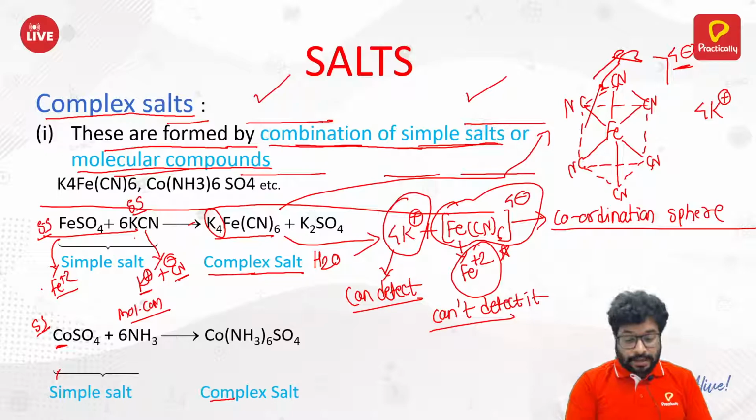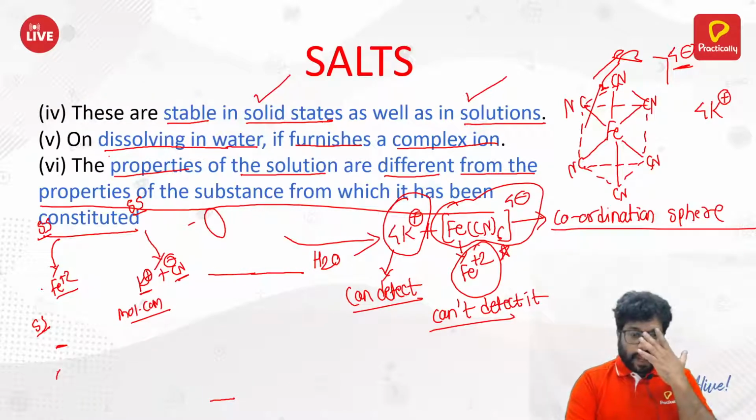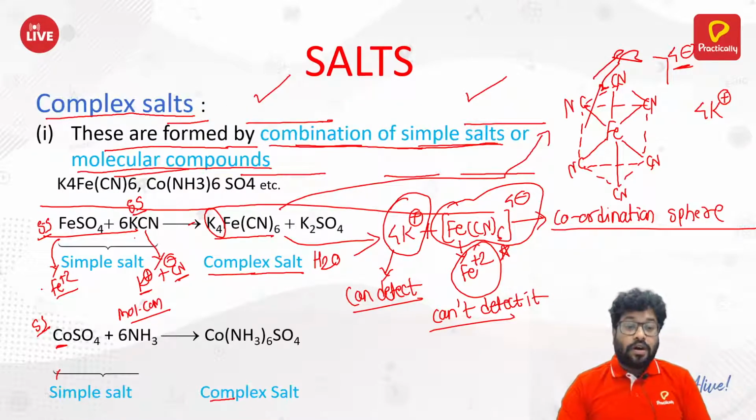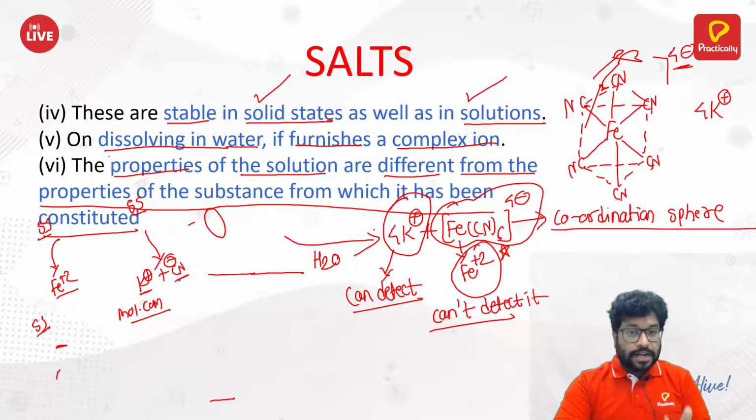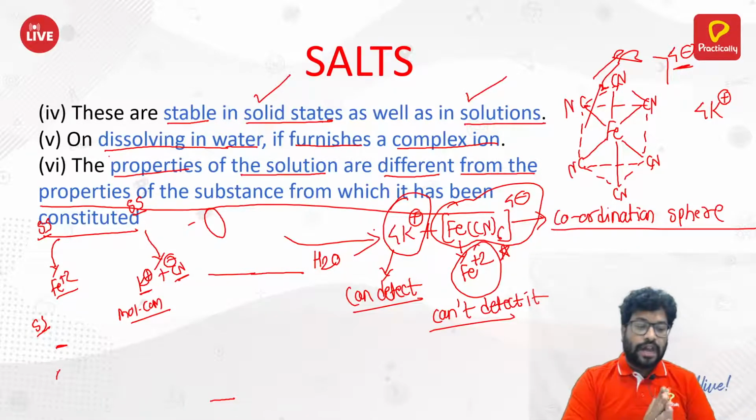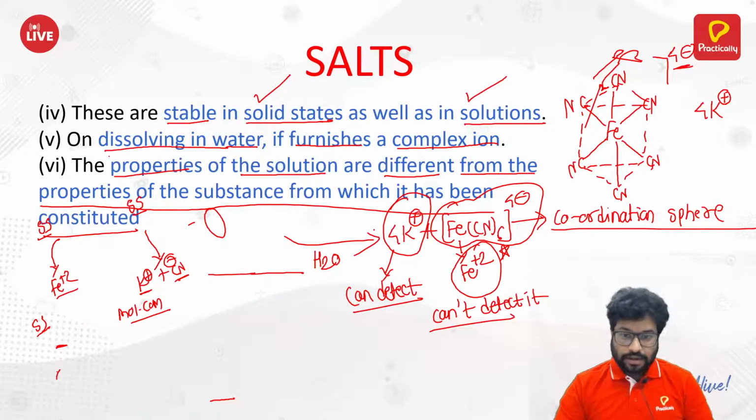But as soon as it forms this coordination compound, you cannot test the Fe2 plus. You cannot test it for the cyanide minus also. That is what the difference between a double salt and a complex salt is all about.